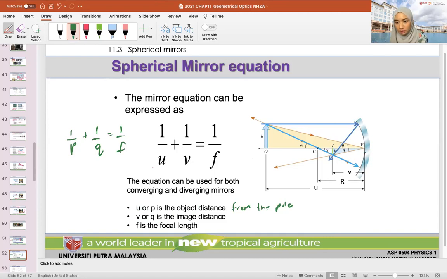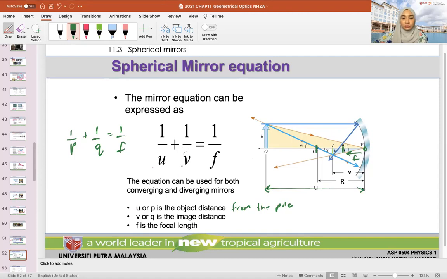So here, this is our mirror. Our mirror is our pole, and our focal point, sorry, our F. I can't see the F. It's not here. So F must be like separuh C, kan? Okay, so this is your F distance. Where is your U? U is your object. So I'm assuming this is it. So this is your distance of object from the pole.